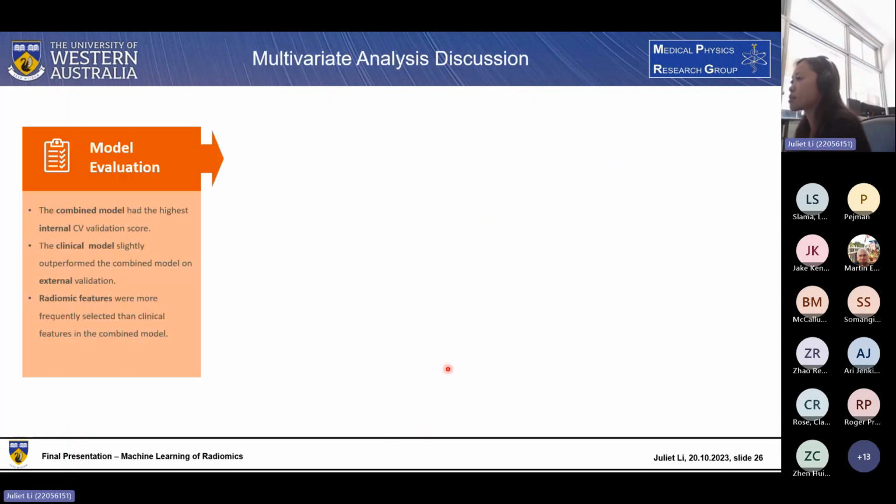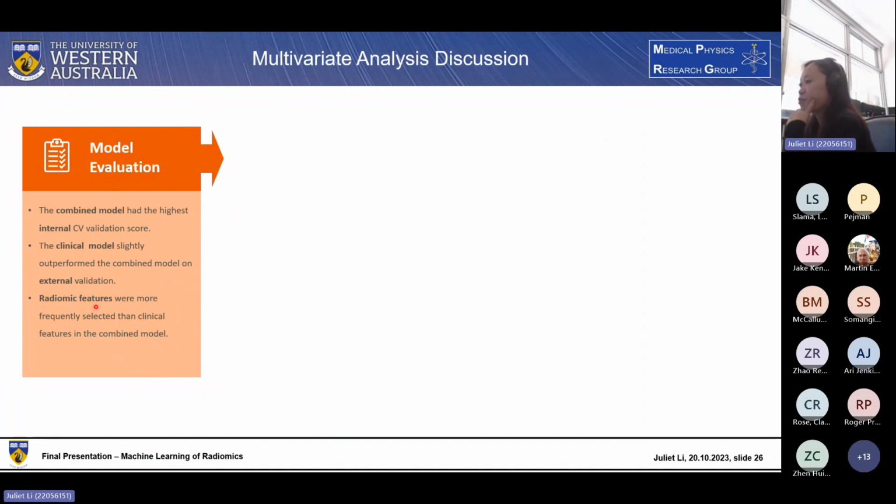Some of the discussions. As mentioned, the combined model had the highest internal cross-validation score, while the clinical model slightly outperformed the combined model on the external validation. But because the combined model had the highest internal cross-validation, it will still be selected, like in the actual application. And because of that, we believe radiomics features still have potential in giving more additional information on calcium score progression.